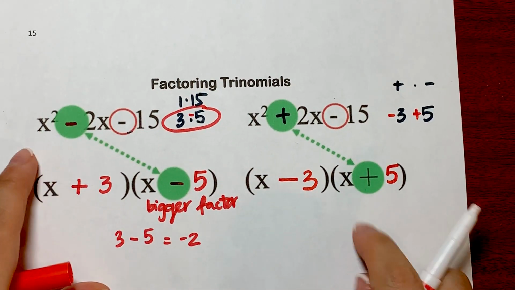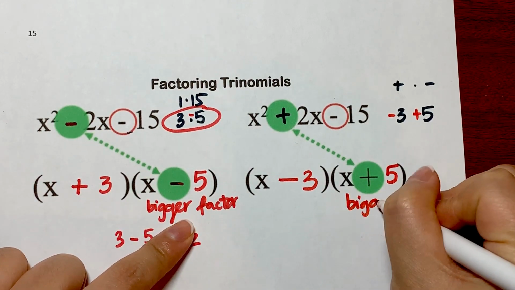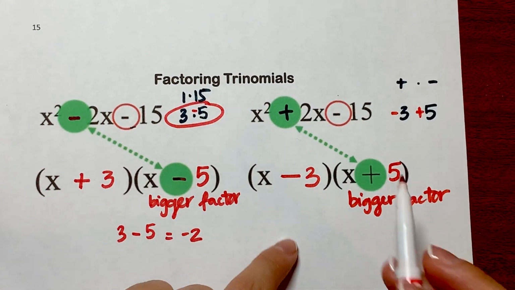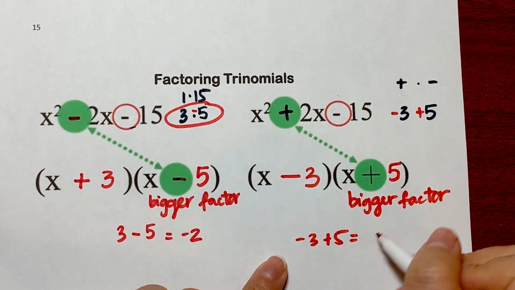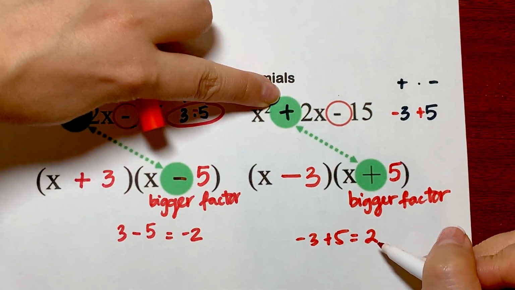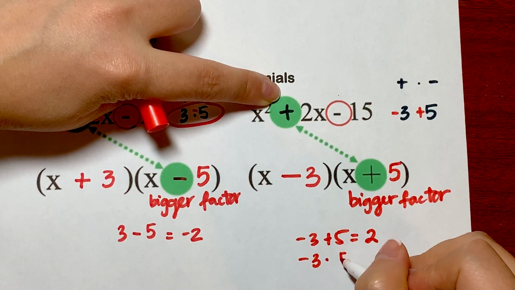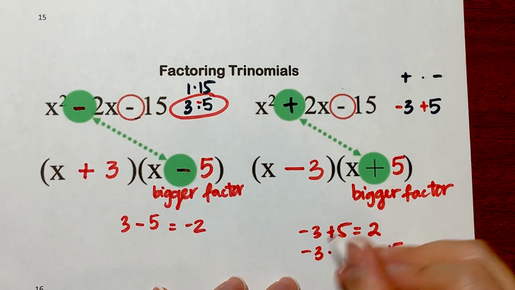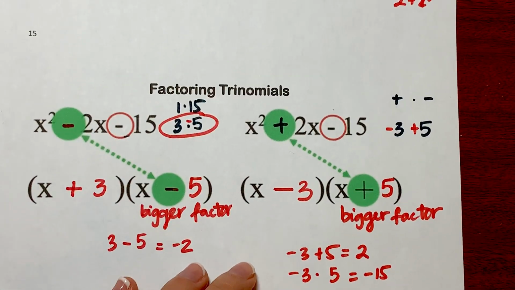So as you can see, the green indicates wherever the bigger factor goes. The bigger factor here is 5. Now, if you add negative 3 plus 5, you're gonna get positive 2, which is the middle term that we want. And when you multiply negative 3 times 5, then you're gonna have negative 15. So they both work out as long as the pair have the correct sign, okay? Next, we're gonna be taking a look at 4 different examples.